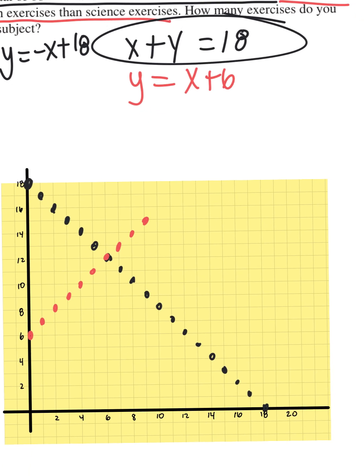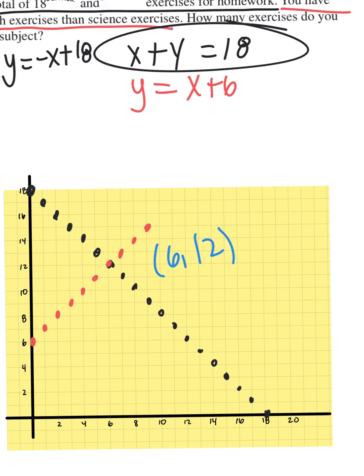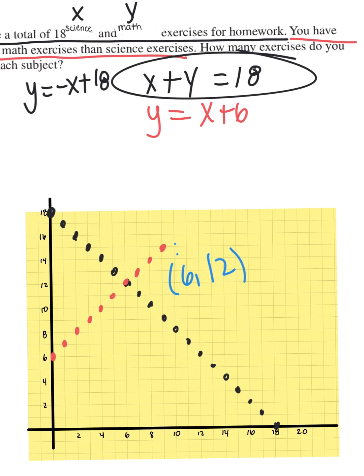So the point of intersection looks like it's at 6, 12. So that means 6 is your x, 12 is your y. We said y was math. And x is science. So 6 science, 12 math.